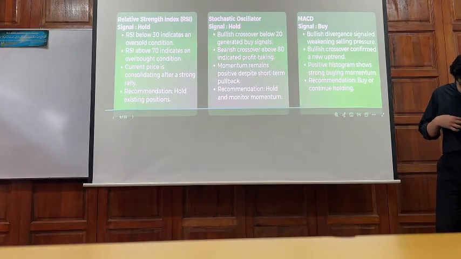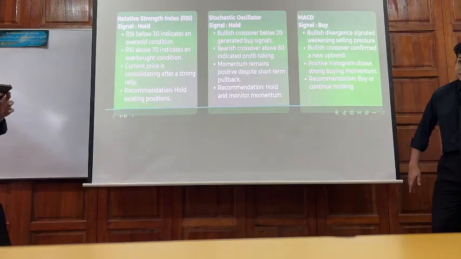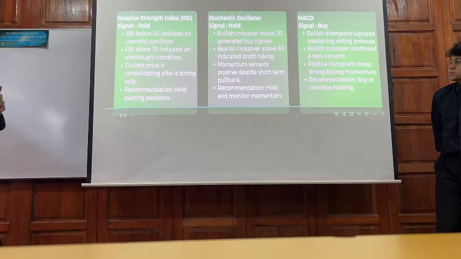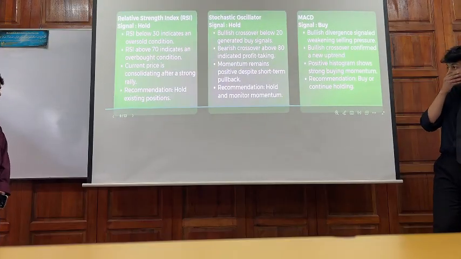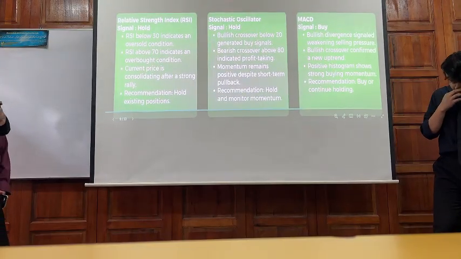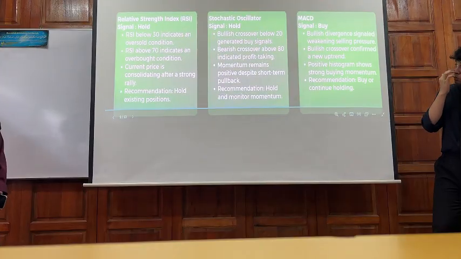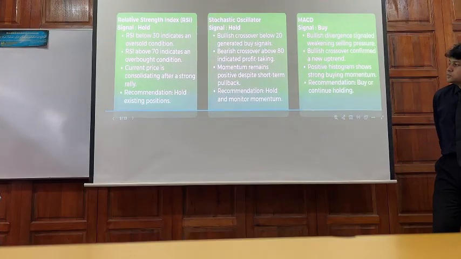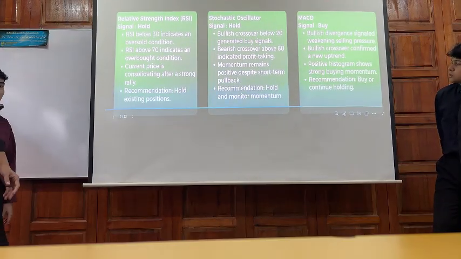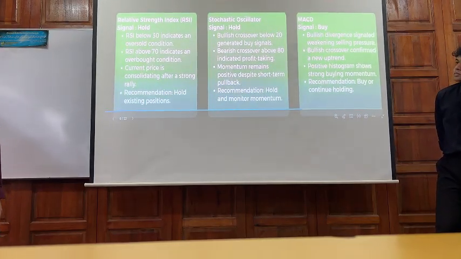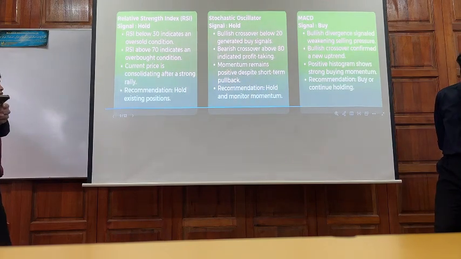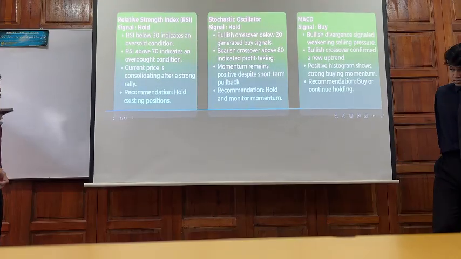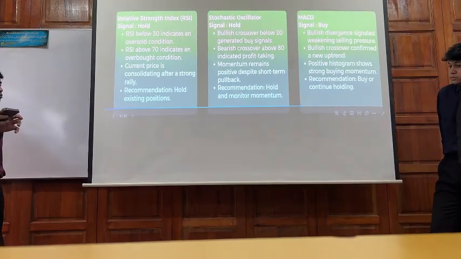The second one is the stochastic oscillator. This also gives a hold signal. In the past, when the line crossed below 20, it gave a good buy signal. When it crossed above 80, it was a good time to take profit. Right now, the price is dropping a little bit in the short term, but the overall momentum is still positive, so the recommendation is to hold and keep watching the momentum.